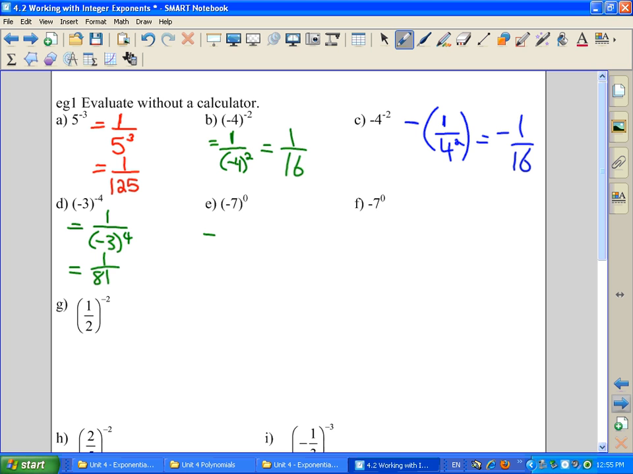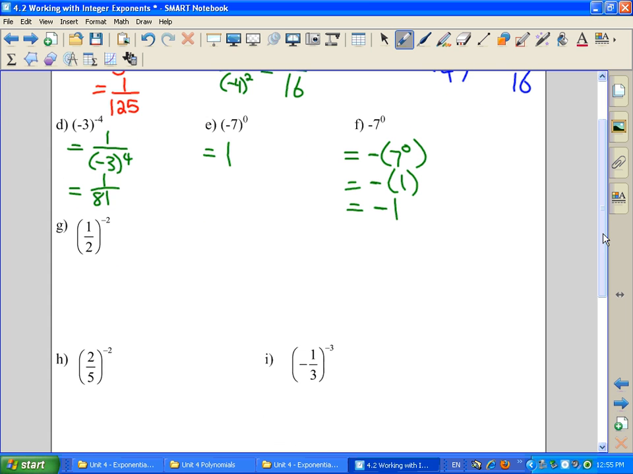All right, E, anything raised to the exponent 0 is 1. F, anything raised to the exponent 0 is 1, however, the negative one's out front. So just treat it a little differently. So your answer is negative 1.